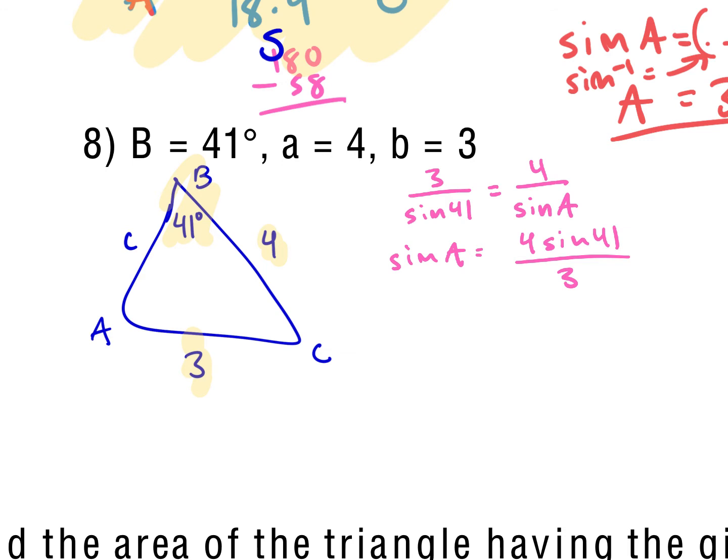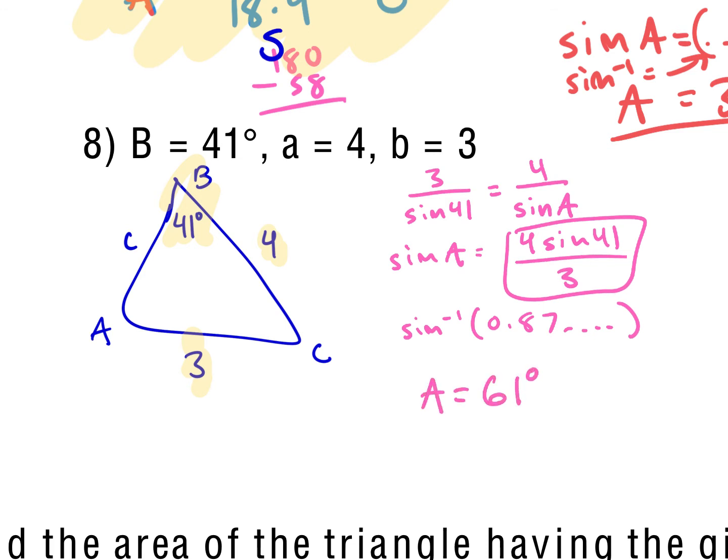So you get 0.87 and you do the inverse. So when we put this into our calculator, we get 0.87. Do the inverse, and what do we get for A? 61 degrees.